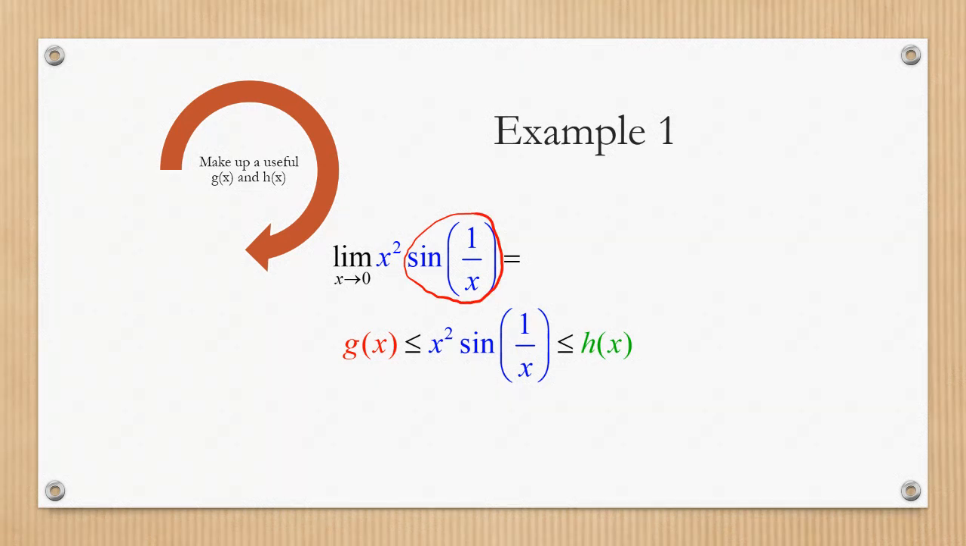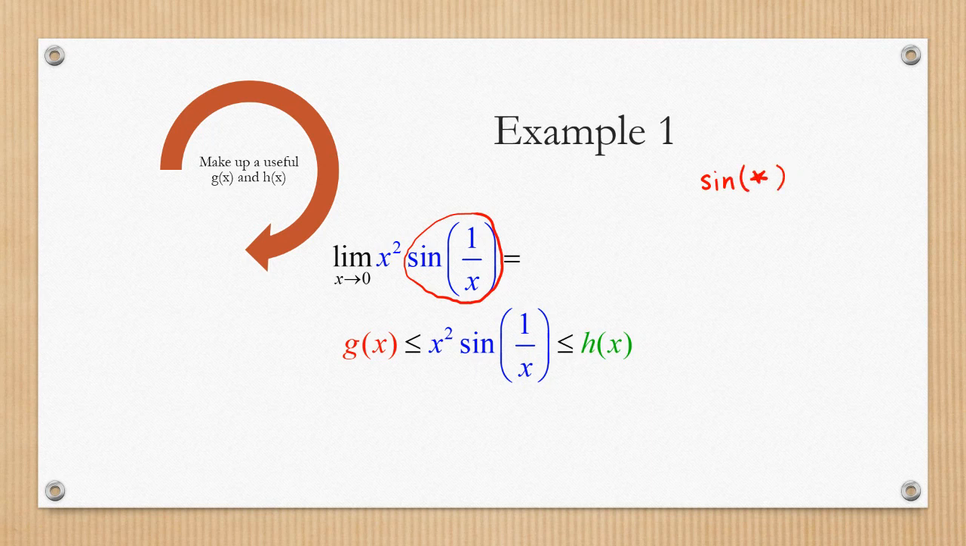First thing we do is we plug in 0. We get 0 squared times sine of 1 over 0. But 1 over 0 is infinity, and sine of infinity doesn't make any sense. The input for that sine function is terrible because it's sine of infinity. But I know, because I know the sine function, that I don't care what the input is.